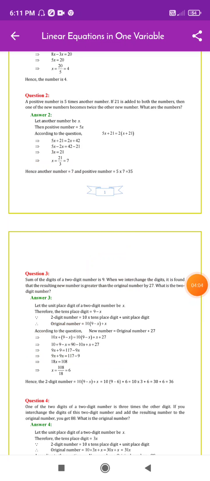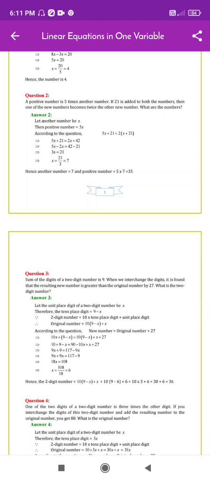Now have you read the question, what is written? The answer asked is 5 times another number. So let us take the other number as x. So let the other number be x. It is a positive number. Positive means it is always plus. Then the positive number is how much? It is 5 times the other number. It means the positive number is 5x. Yes or no?